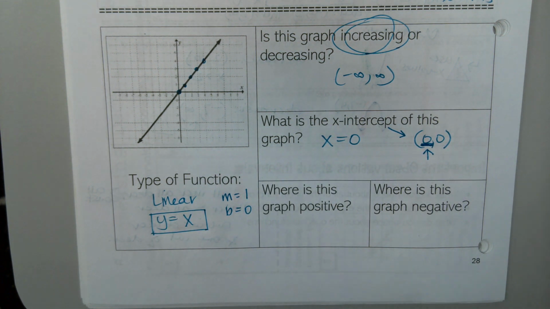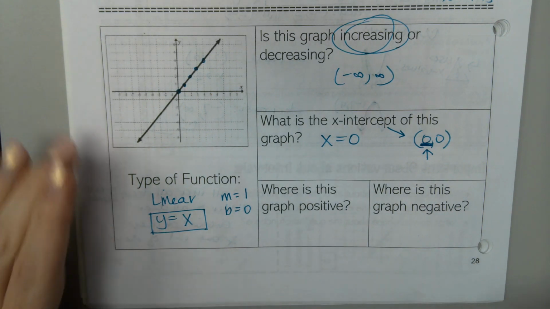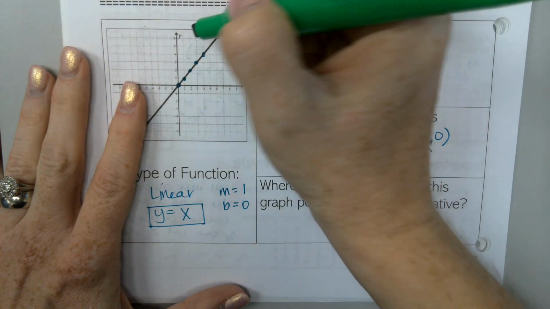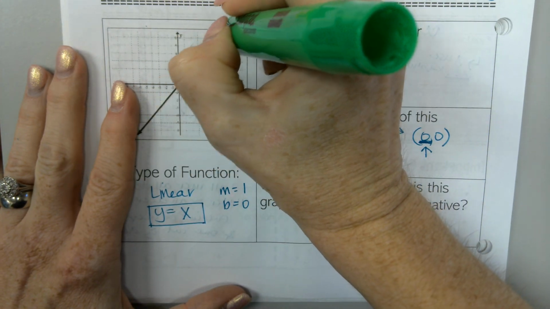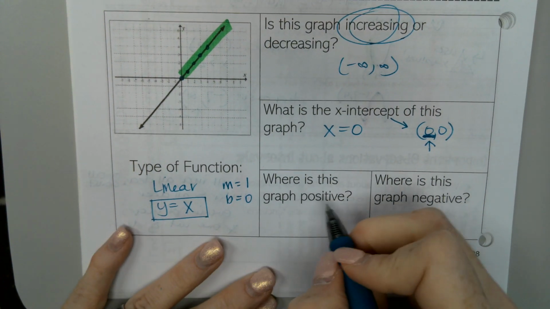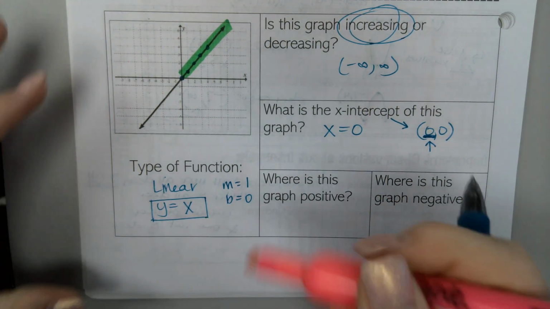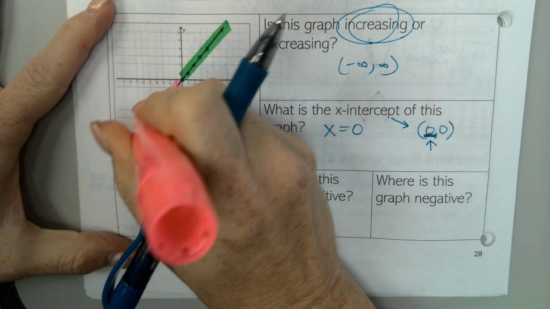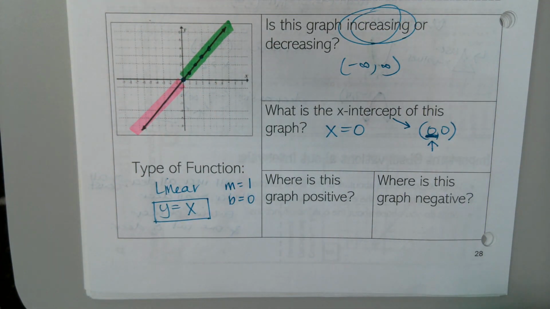Okay. This is where I'm going to use my highlighters. It asks me, where is this graph positive? That is going to be every part of that line that is above the x-axis. And it is negative every part of that line that is below the x-axis. Okay?